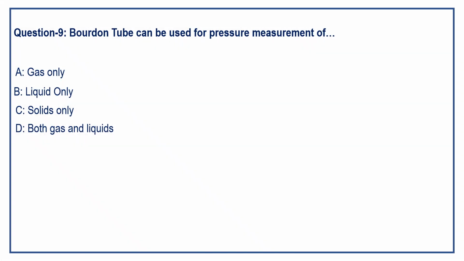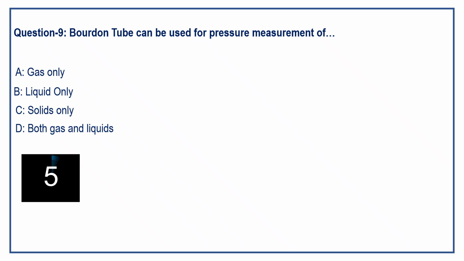Question is, the Bourdon tube can be used for pressure measurement of, let's see the options. Option A, gas only. Option B, liquids only. Option C, solids only. Or option D, both gas and liquids.